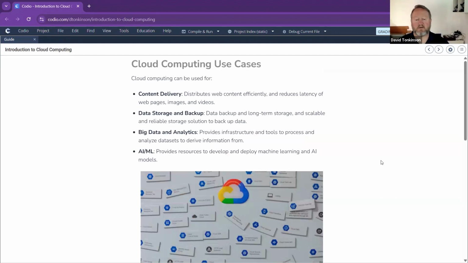Great. So let's have a look at some cloud computing use cases. We pick different ones for different items. Cloud content delivery distributes web content, effectively reducing latency for web pages, images and videos. If you're developing this, why not stick it on the cloud? Why would I have it on my own infrastructure? If I give it to a cloud provider, I know full well they will have a diversely routed network solution. So they're not going to have trouble with some guy running a digger through some cables.